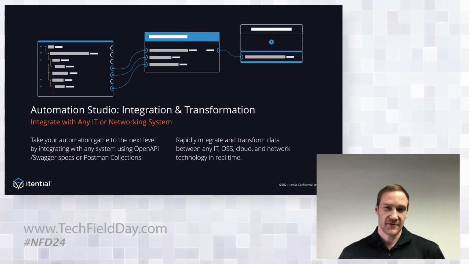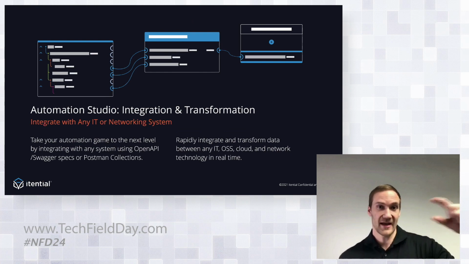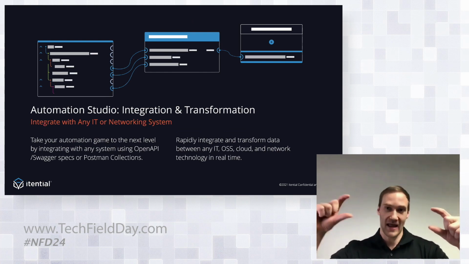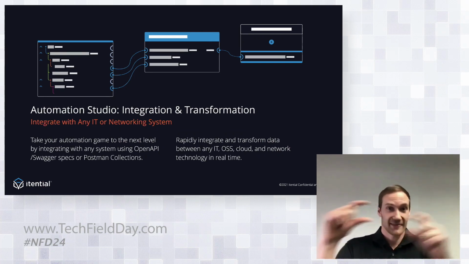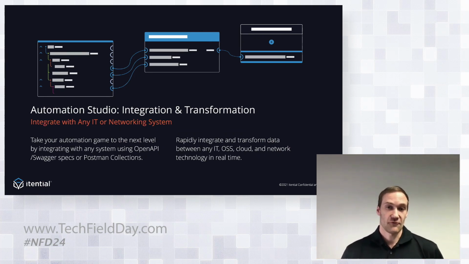Once they're integrated, we need to transform the data. As you can imagine, if I have the output of API A and the input of API B, especially if they are in different third-party systems, they most likely won't match up. So we need a robust way to transform the data from one system to the next.